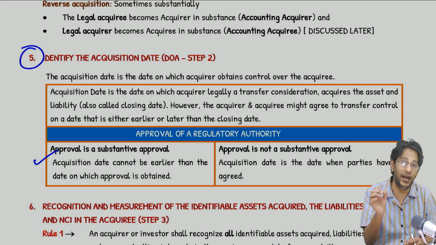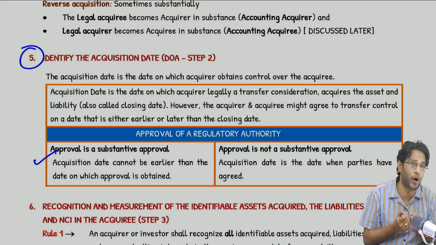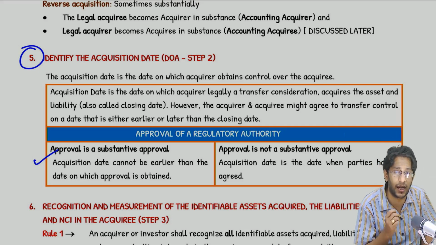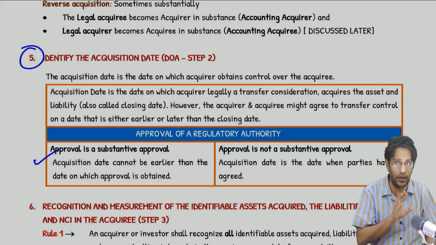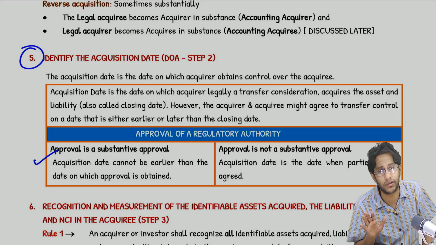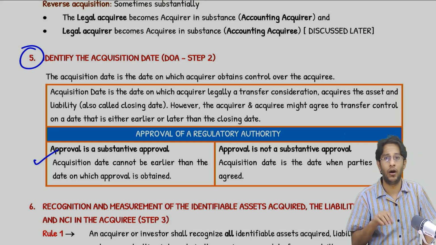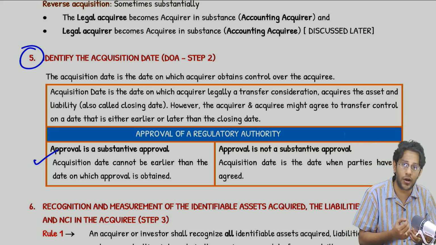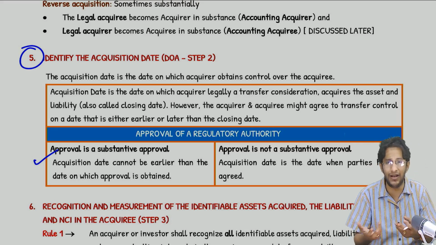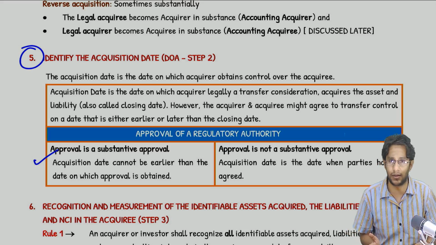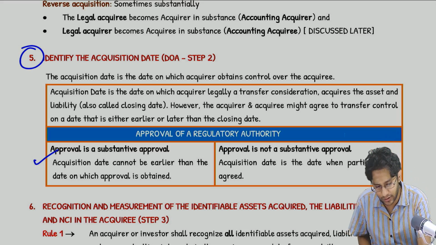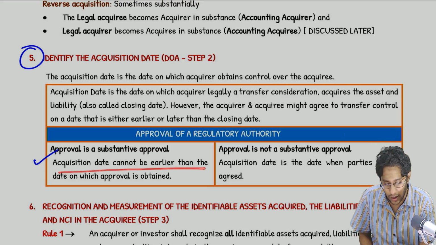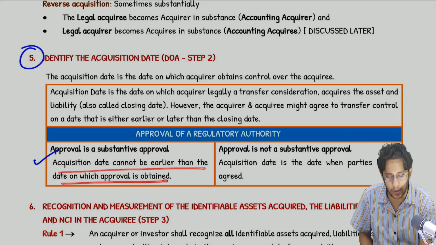Sir, on the date on which I received the approval from Competition Commission of India, can I take that date as the acquisition date? If no information is given in the question, you can take that. Of course, after Competition Commission of India approval is obtained, you may finalize another date also. It all depends on facts and circumstances. So that's why we look at the language. The language is given like this: acquisition date cannot be earlier than the date on which approval is obtained.